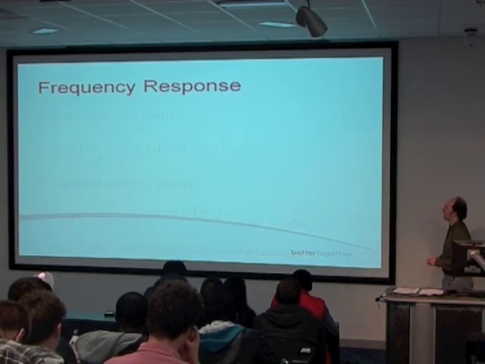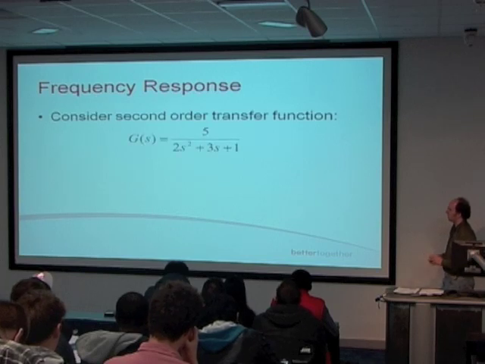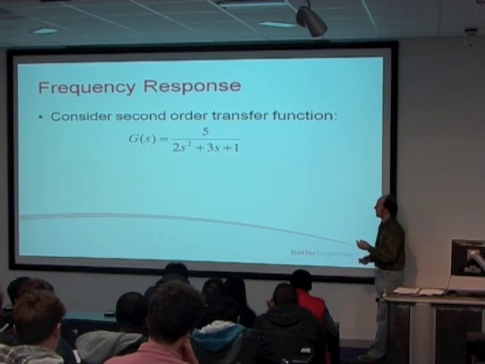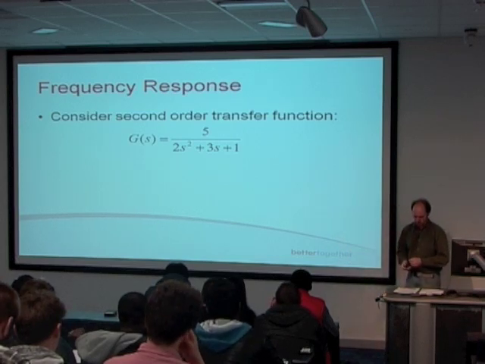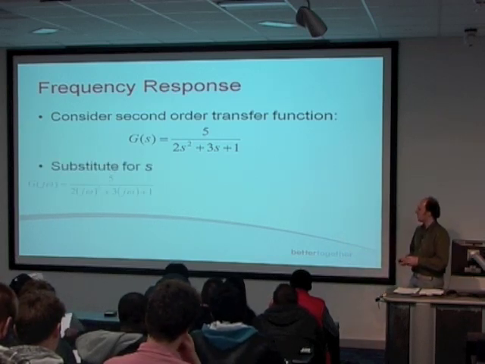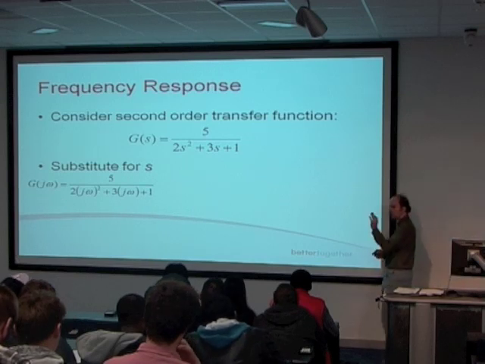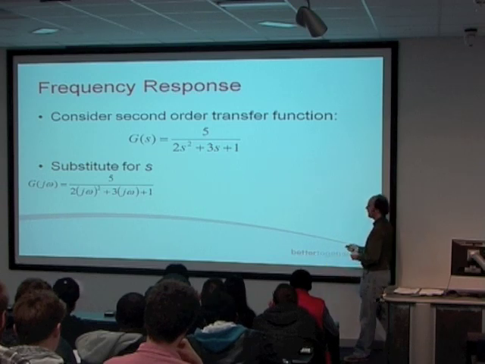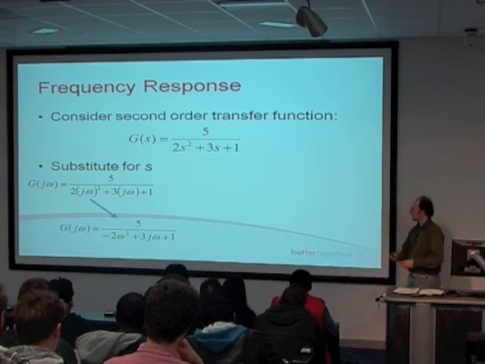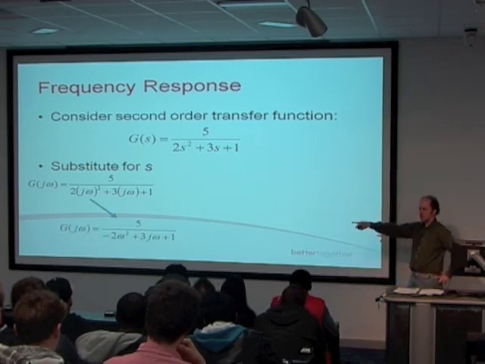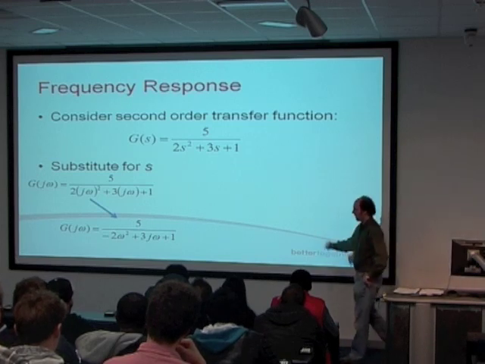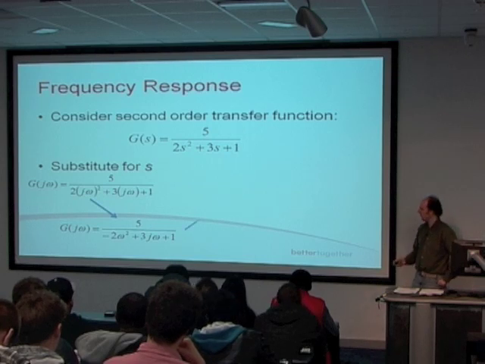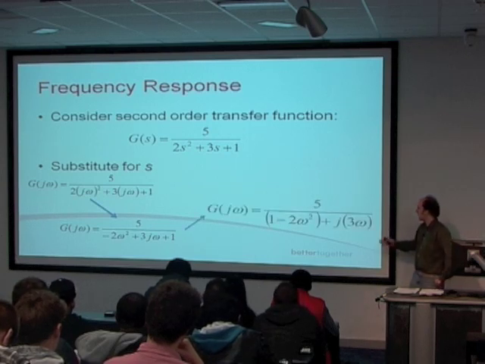So let's consider a real example. Here's a transfer function, a nice second order transfer function, 5 over 2s squared plus 3s plus 1. And so first off, we substitute everywhere we see an s, we put j omega in. Then you can do some manipulation. We know that the j omega squared turns into minus omega squared, and so that's minus 2 omega squared plus 3j omega plus 1. And so we can represent it like this.